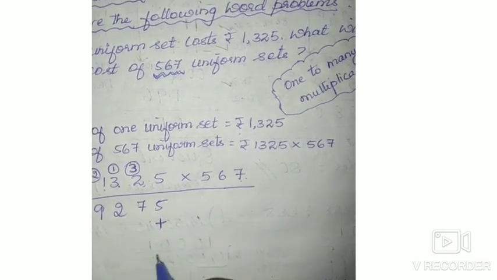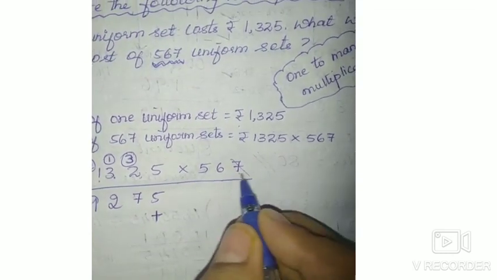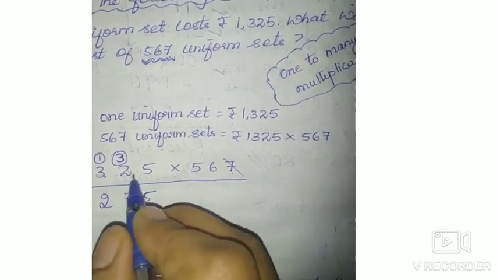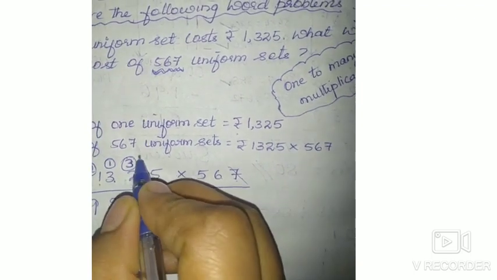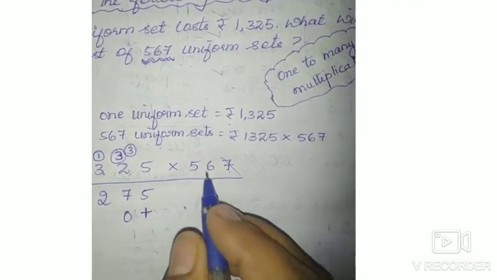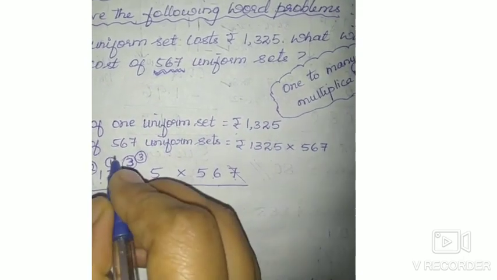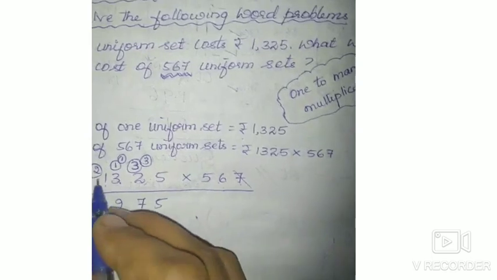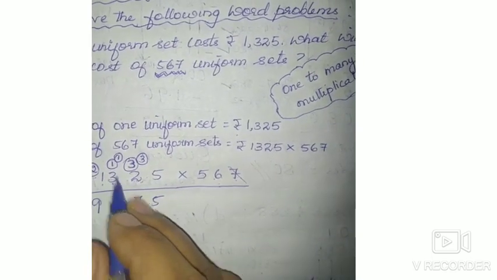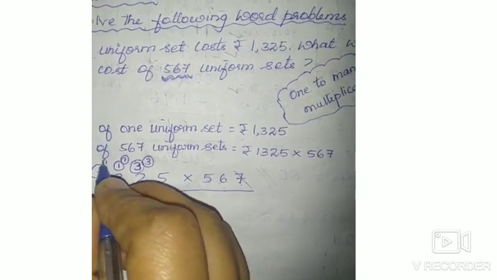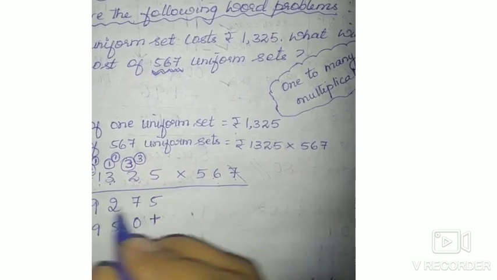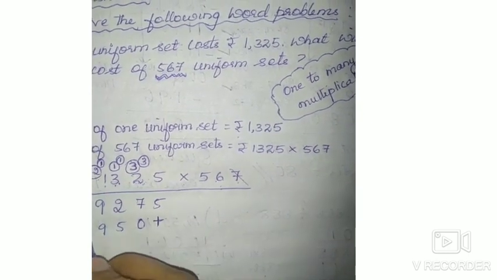Second step, start with 1 plus. Next, start with 6. 6 5s are 30. So you can write second step here. Now 6 2s are 12. 12 plus 3 is again 15. 6 3s are 18. 18 plus 1 is 19. Now 6 ones are 6 plus 1 is 7.